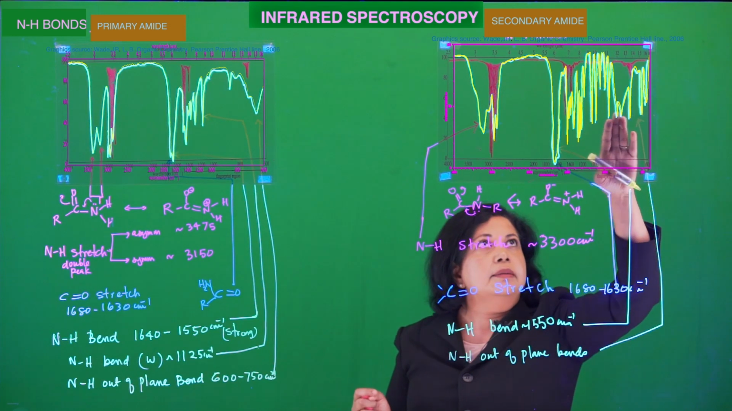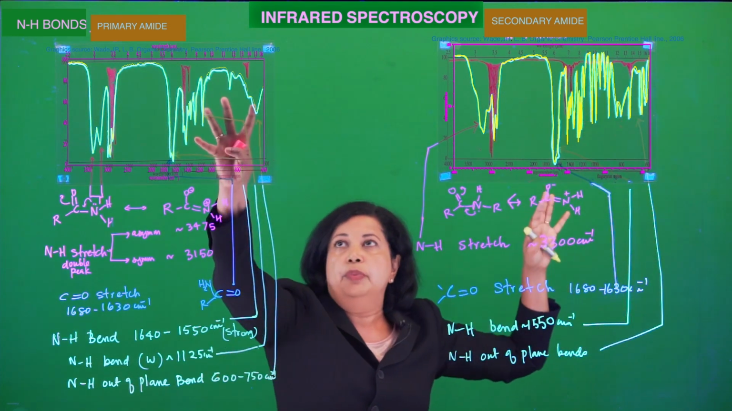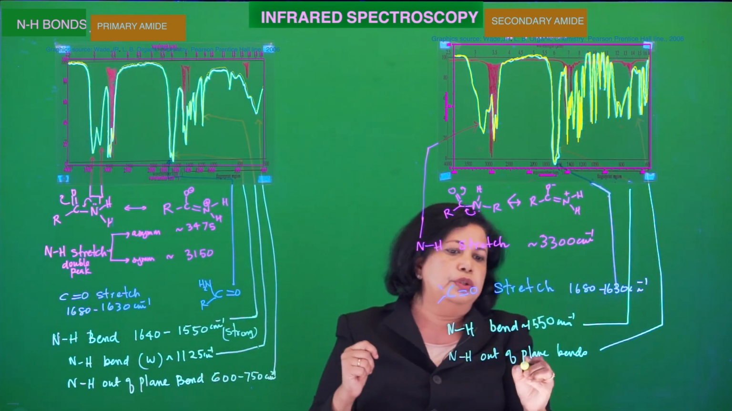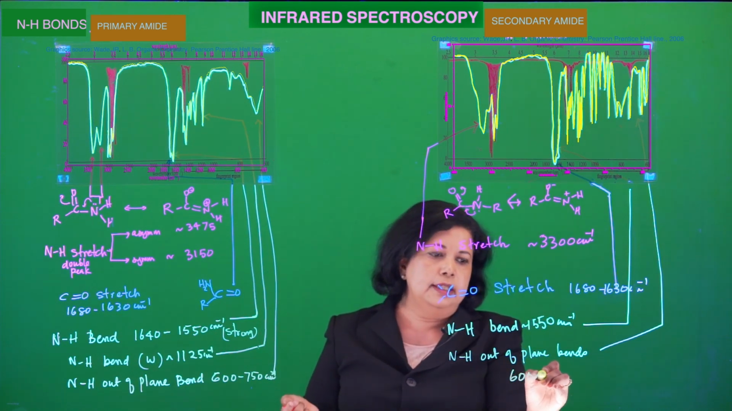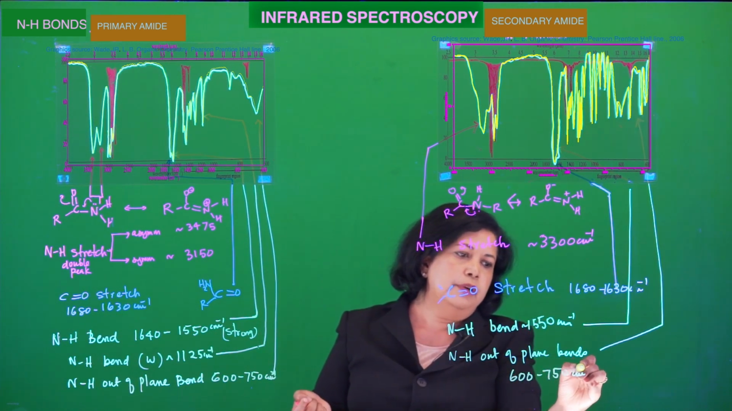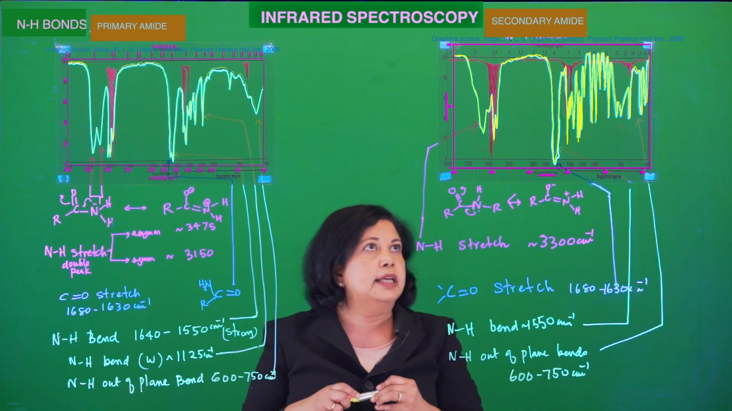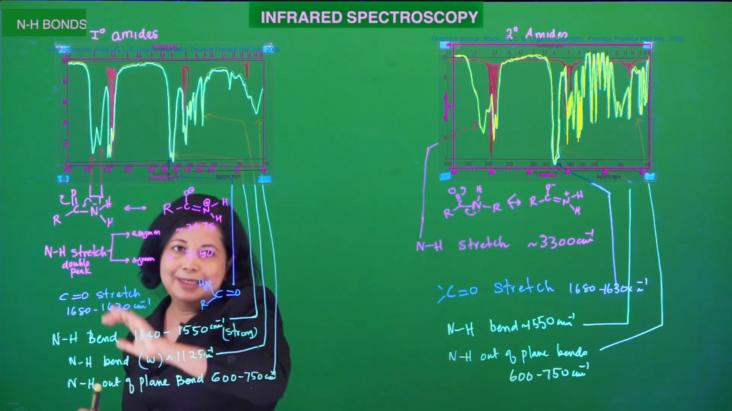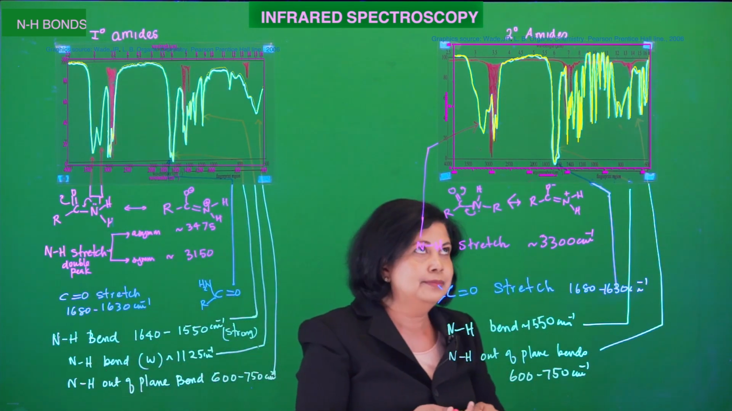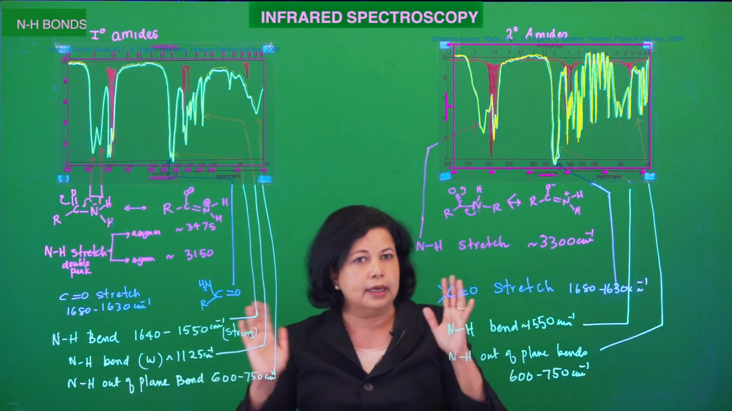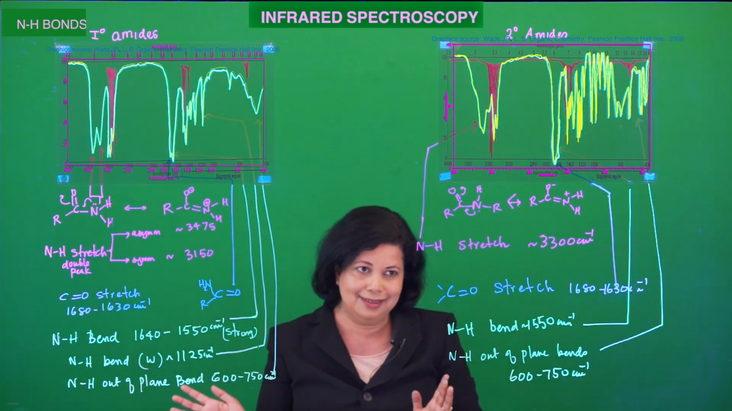These are the fingerprint region, but it's useful to have these to identify some of the functional groups, but we mainly look at these peaks for amides. All right. We will see you soon with a comparison of amides and amines.